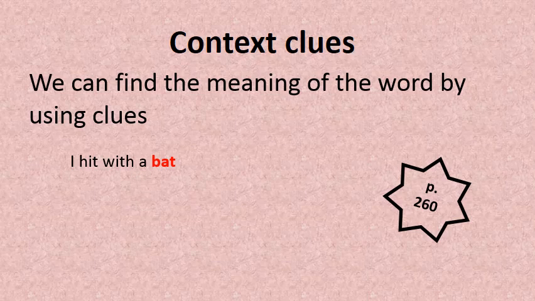If we hide the bat, we will not know what they hit with. So they hit with a bat. This is the clue, this is the hint. So we are going to draw a line to the bat because they hit with the bat. Bat here is the clue, the hint. Context clues help us to understand, or we can find the meaning of the word. If they didn't put the word bat, which is the clue, we would not know what they hit with.